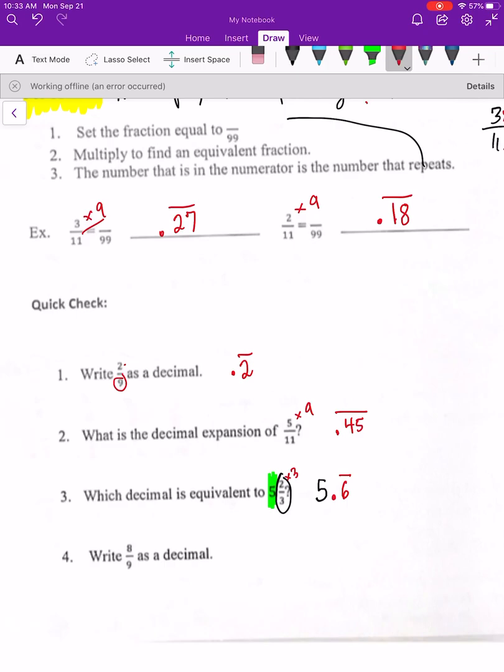And last but not least, write 8/9 as a decimal. That is a 9 in the bottom. So the quick trick is look at the top number, add a bar, and a decimal, and we're done.